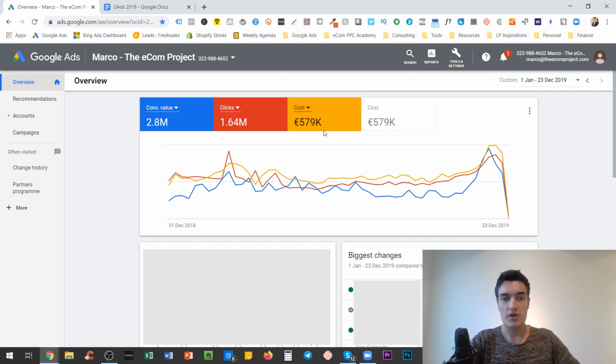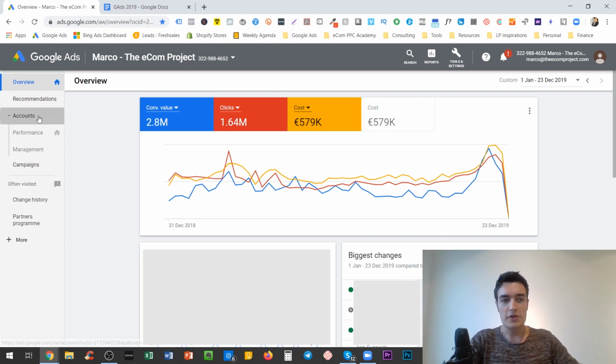We see here that the cost is around 580,000 euros, which means we are looking at an average return on ad spend of around 4, right? We have some accounts doing really well, like 6, 7, 8, 9x ROAS on a regular basis. Others are not that good yet, but all in all, you see here the average is actually pretty solid.